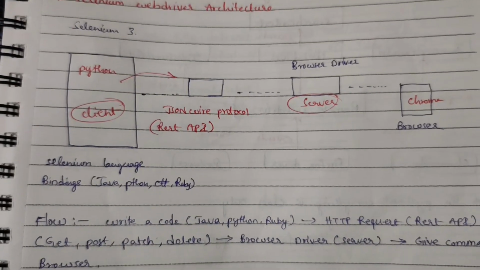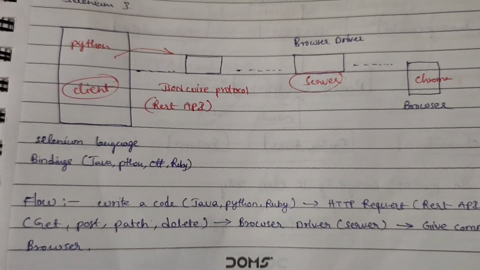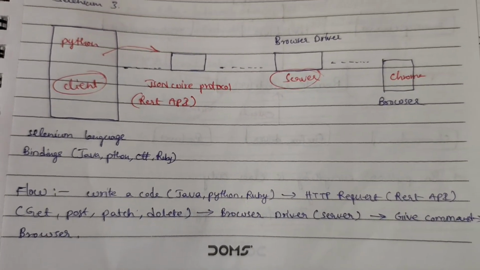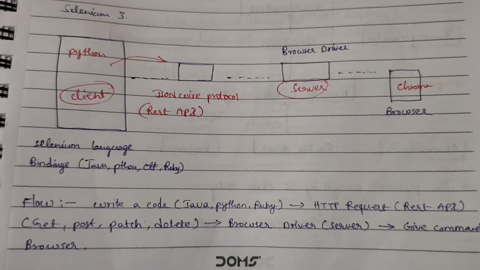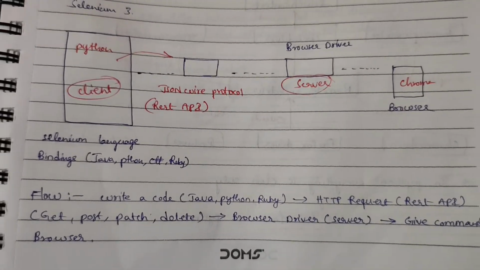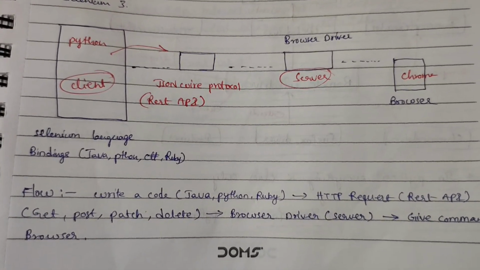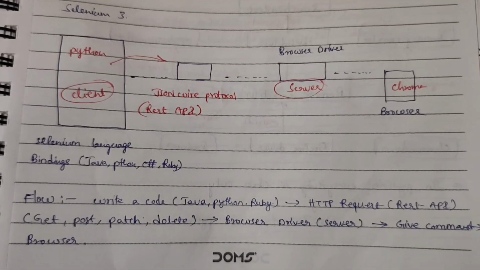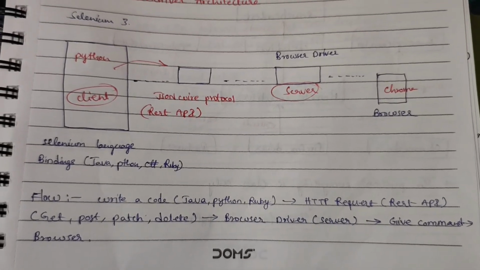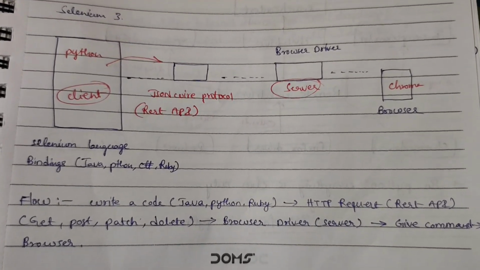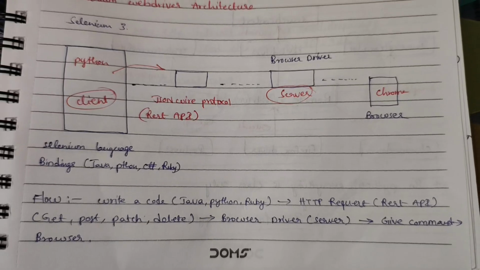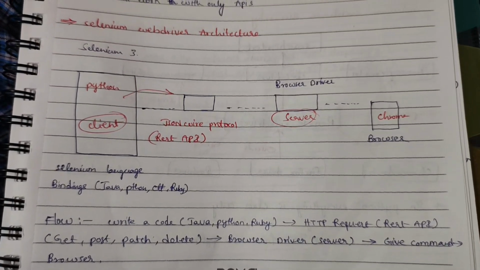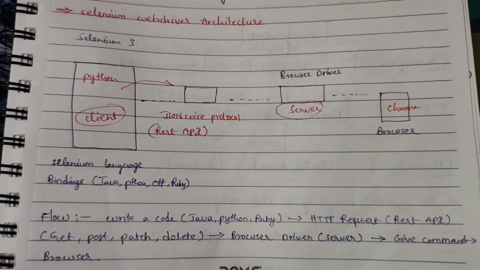Here we are writing the flow of how it will work. We have to write code in Java, Python or Ruby. Then an HTTP request goes to the REST API. HTTP requests mean GET, PUT, POST, PATCH, DELETE. These requests go to the browser driver, that is, the request goes to the server. Then it gives the command to the browser. This is how the Selenium WebDriver architecture works.